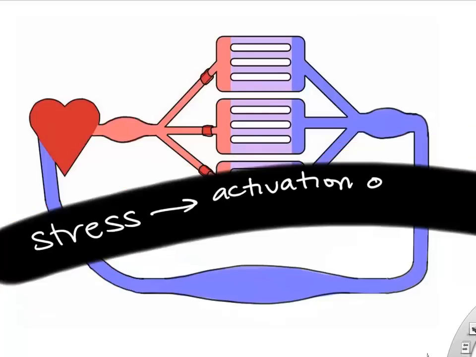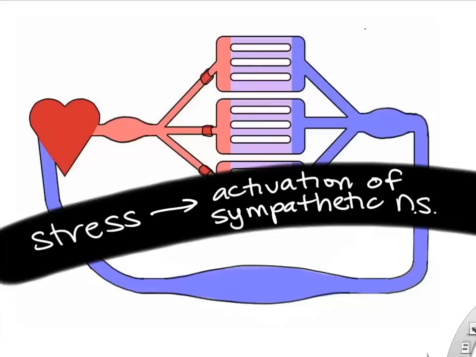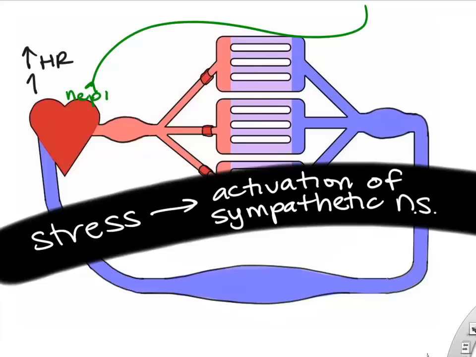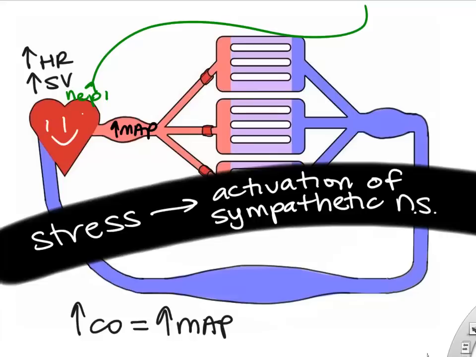In this first example, let's say you're stressed out because of your exam, and you have activation of your sympathetic nervous system. You release lots of norepinephrine on your heart, which increases heart rate. It also increases contractility, which increases your stroke volume. Obviously, you're going to be pumping more blood. That's going to increase your mean arterial pressure.